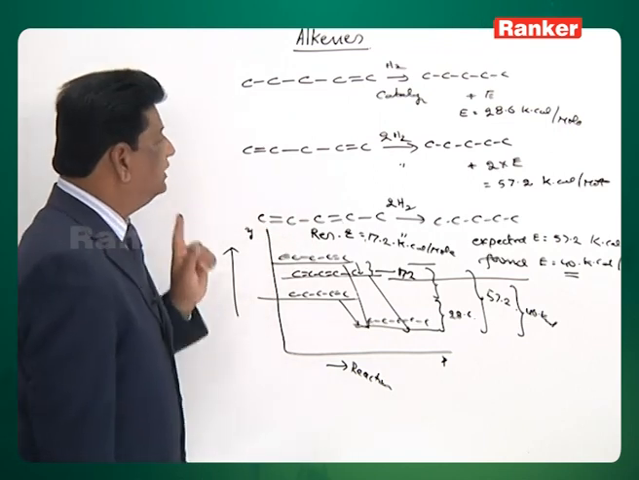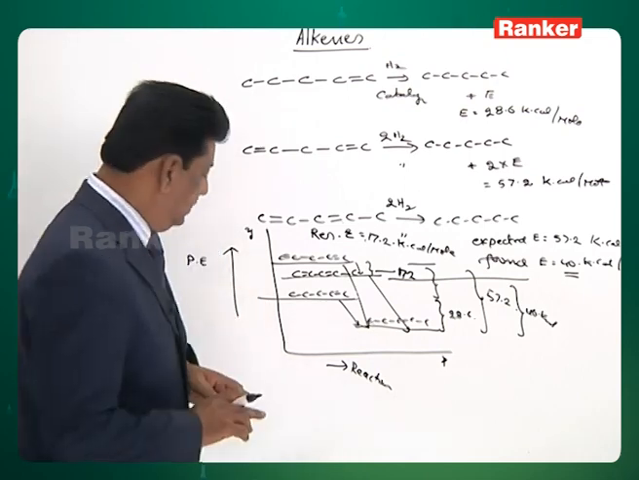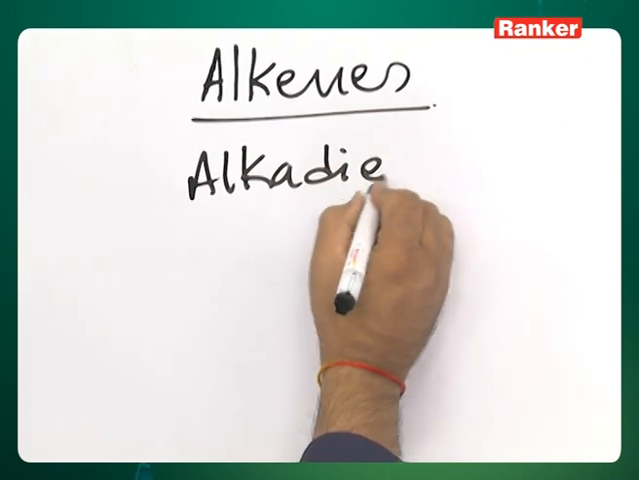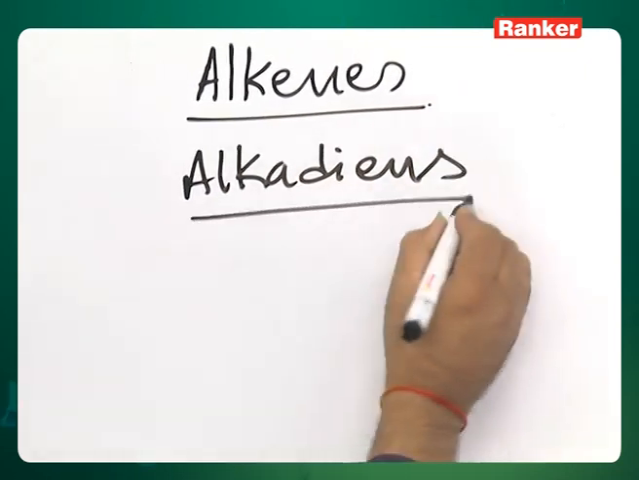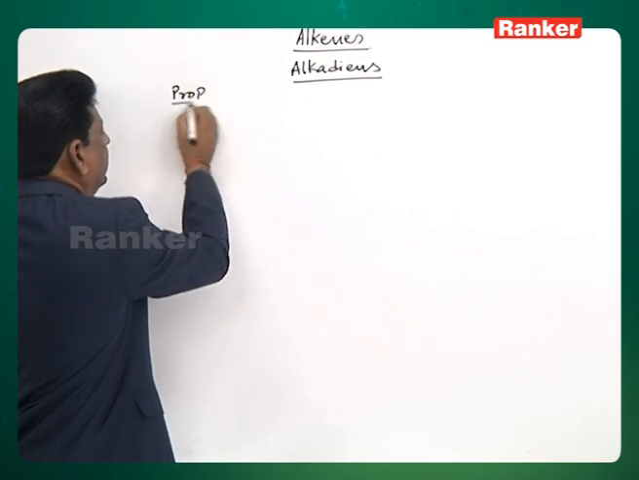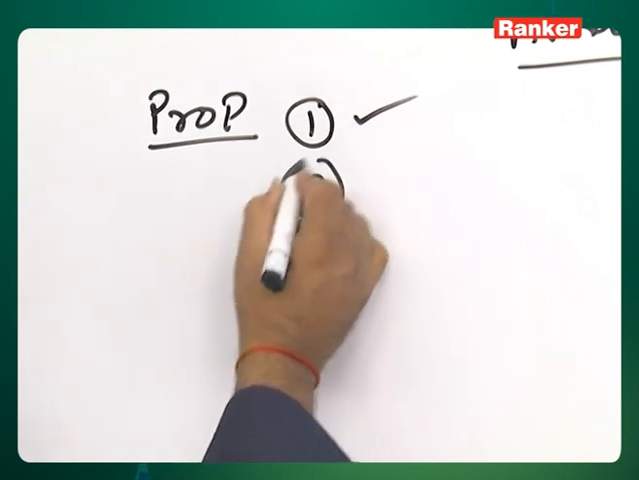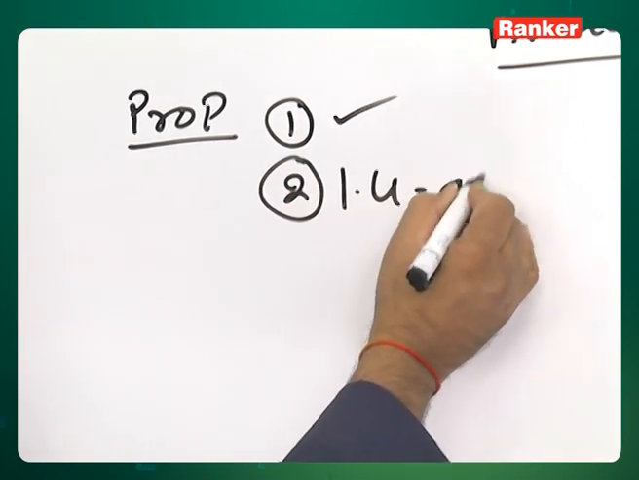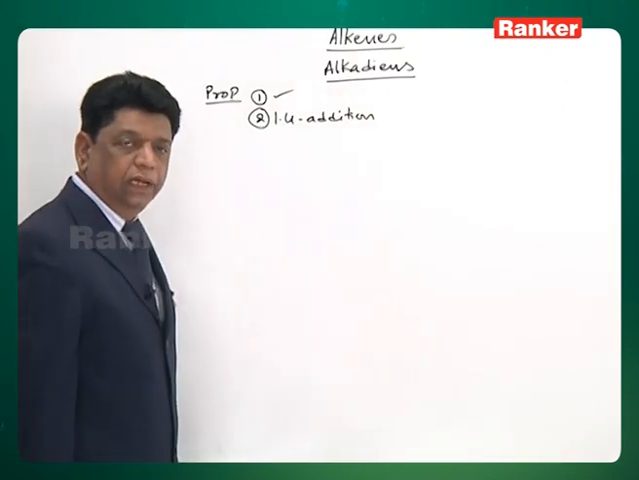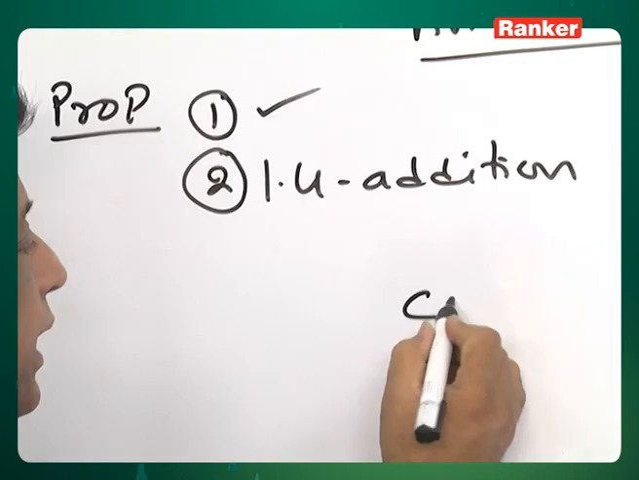So, the first property of the alkadienes is resonance stability. So, we were doing the properties of alkadienes. First property finished. Second property, 1,4 addition. 1,4 addition. This is a special property of the alkadiene.